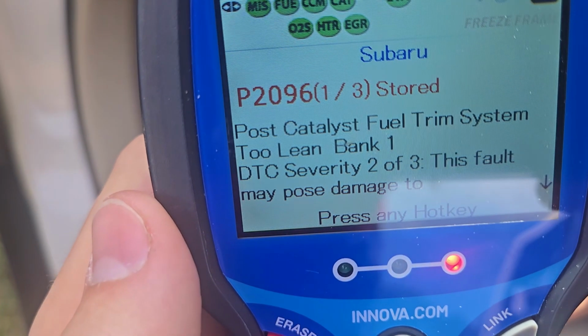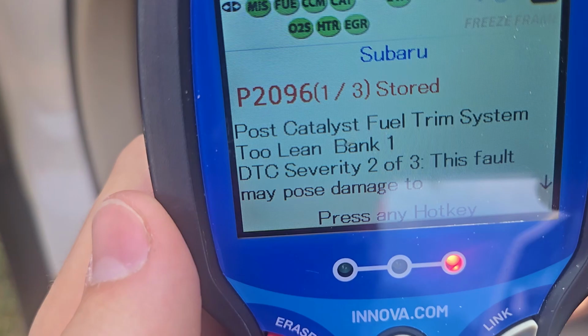Today we're working through an engine code P2096. This is an engine code that means the downstream O2 sensor, the one after the catalytic converter, thinks things are running too lean. And today we're going to walk through how to diagnose this. We're going to look at some values from an engine scanner that you can look at to narrow down what your issue may be to just a few things.